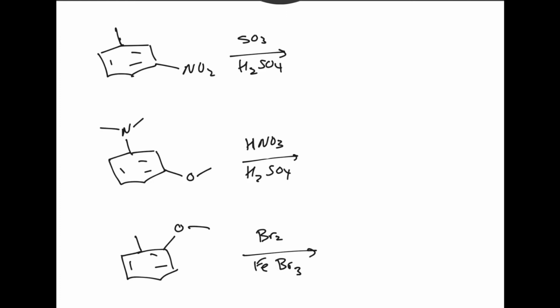All right, so let's see where everything's directing. Our methyl group is directing ortho para to itself. The nitro group is directing meta, which leaves only this position, right? Because it's the methyl group's other meta position.